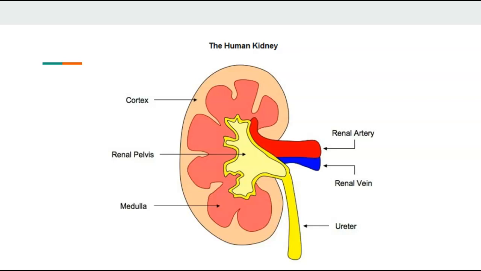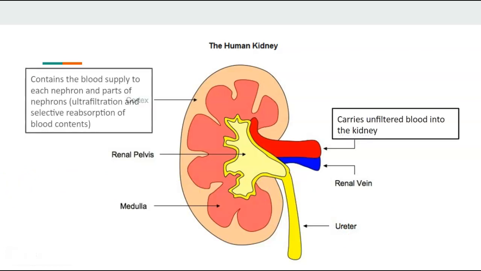So cortex is the outer layer, medulla is the middle layer, and then renal pelvis is the inside. On the right-hand side of this, you have the renal artery and renal vein, right? Artery is blood coming in, away from the heart, so into the kidney. Renal vein is taking blood out. So renal artery is carrying what we're gonna refer to as dirty blood that needs to be cleaned, and renal vein is carrying the clean blood. And then the ureter leads to the bladder.